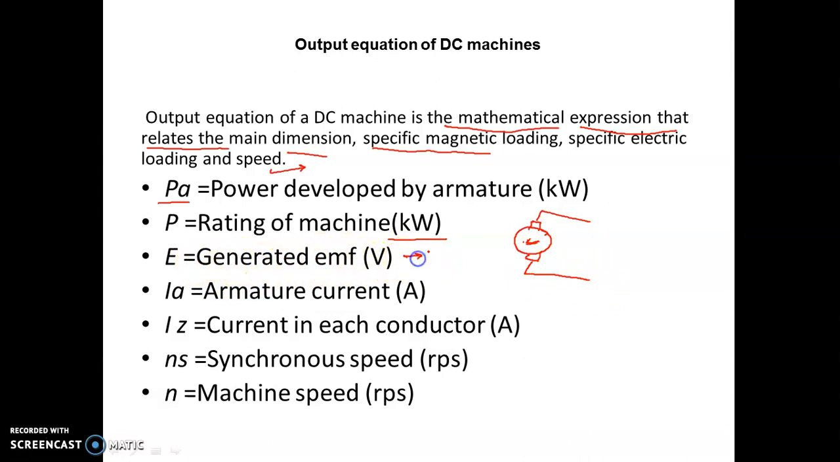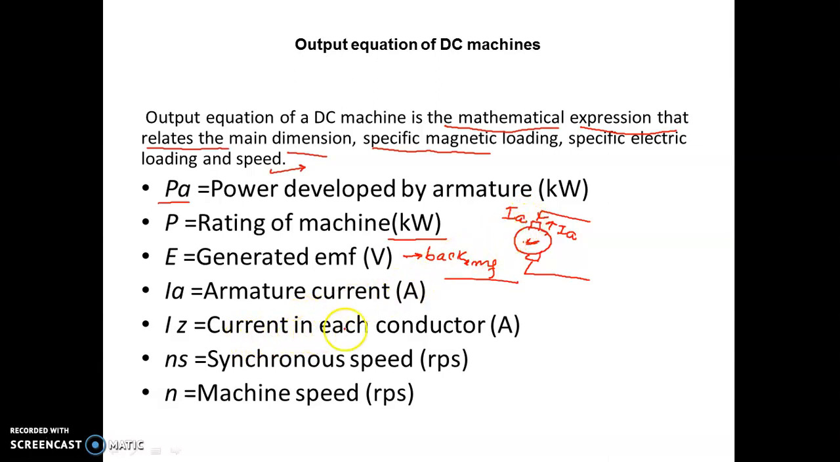This is also called back EMF or armature voltage. IA equals the armature current. Whatever current is going inside here is the armature current, or it may be going outside also. In case of a generator, the armature current goes outside. In case of a motor, this current goes inside.